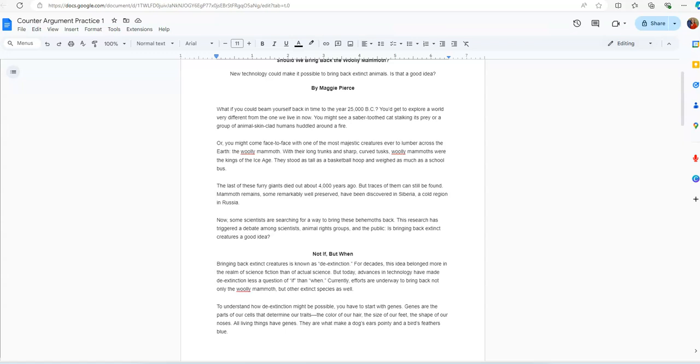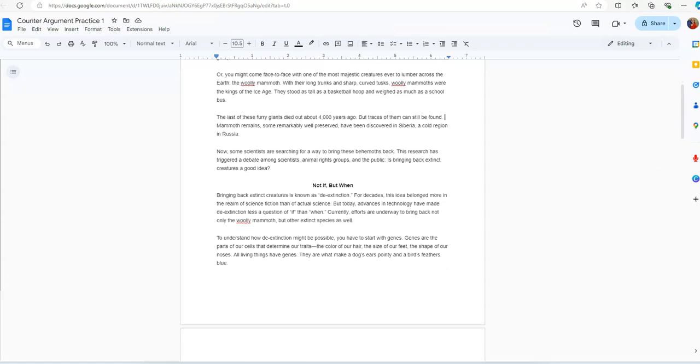They stood as tall as basketball hoops and weighed as much as a school bus. The last of these furry giants died out about 4,000 years ago, but traces of them can still be found. Mammoth remains, some remarkably well preserved, have been discovered in Siberia, a cold region in Russia. Now, some scientists are searching for a way to bring these behemoths back. This research has triggered a debate among scientists, animal rights groups, and the public. Is bringing back extinct creatures a good idea?